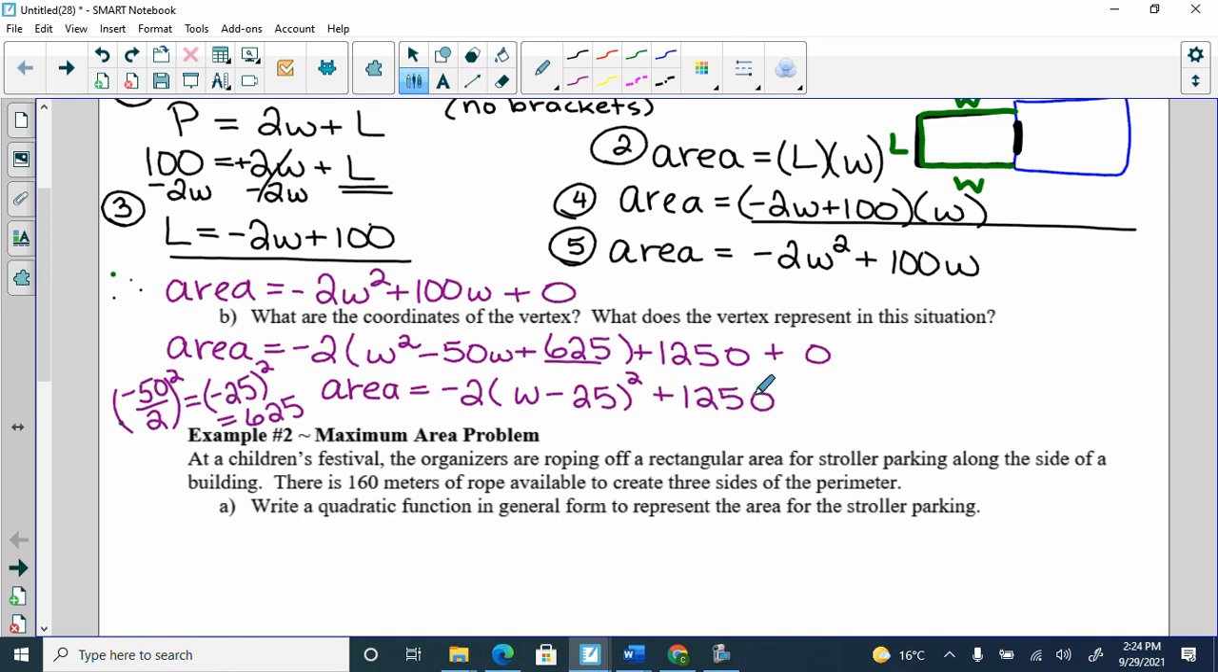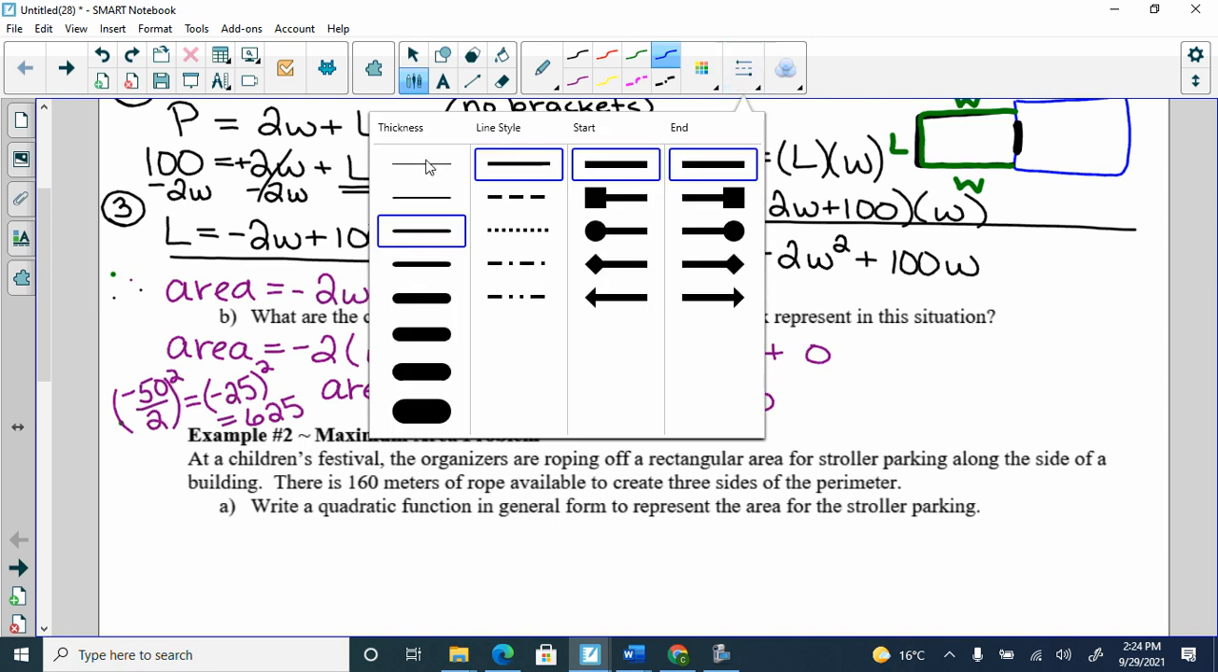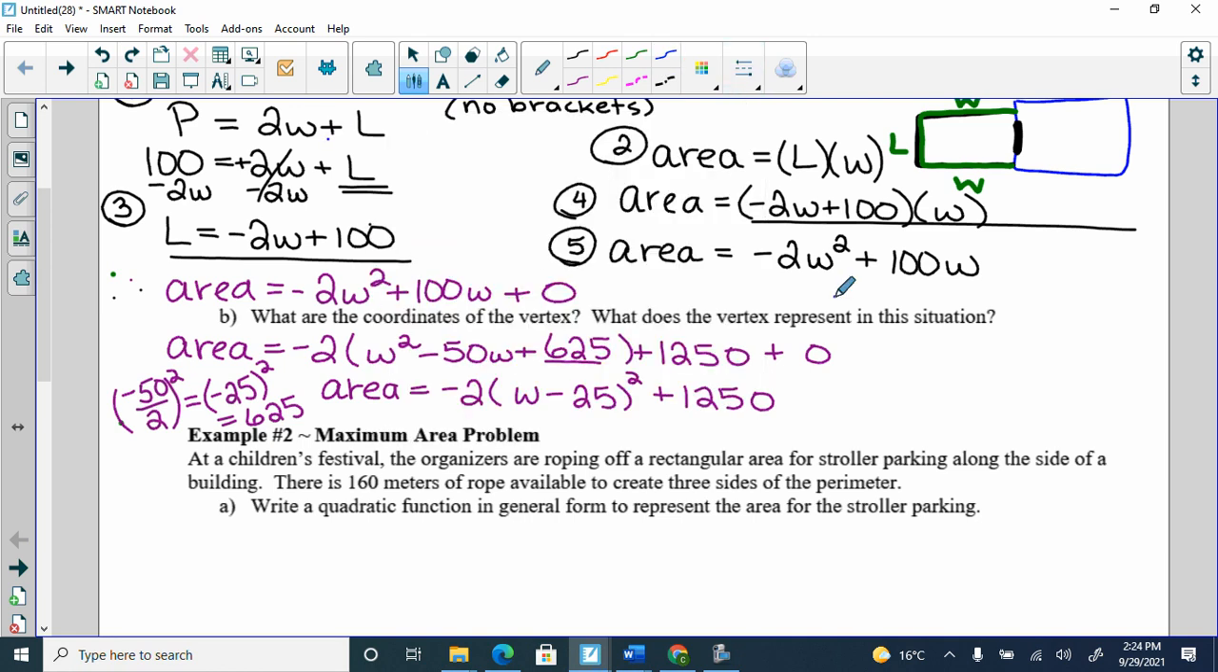This is really awesome. This back here is always our maximum area. So the maximum area is 1,250. I think it was meters. Up top, meters squared is area. So that's the y of the vertex, it's always the maximum area.